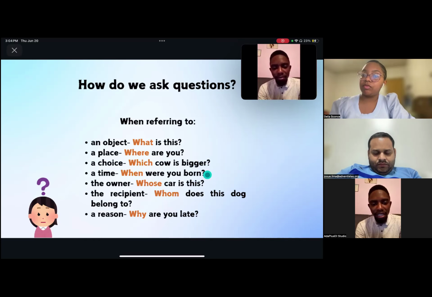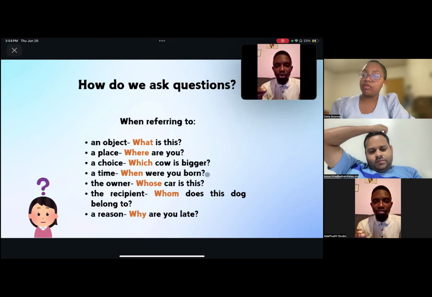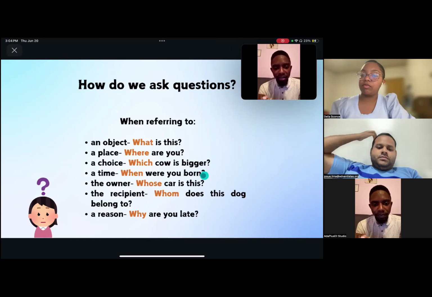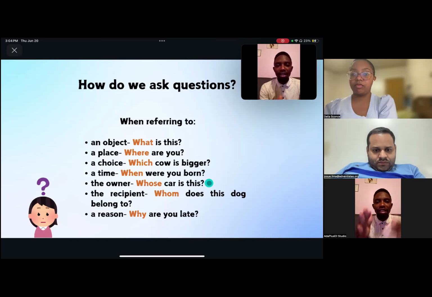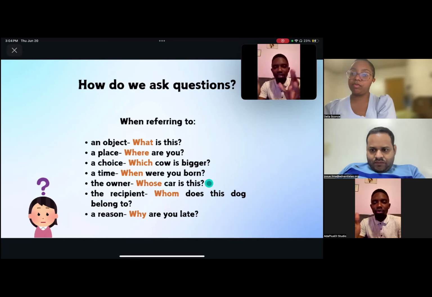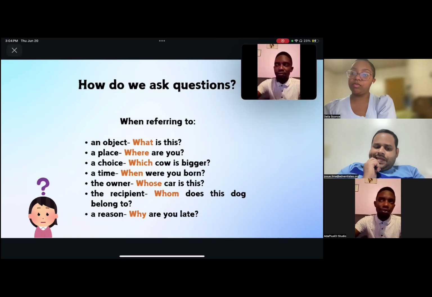Then you can ask something about the owner, like the person who owns something. So there you can say, whose car is this? Like if you have a car, there can be so many cars out there, and then you want to ask which one is for a specific person. You can ask, whose car is this? And then that person will say, this car is for Pastor, this car is for Isaac, this car is for Delia.